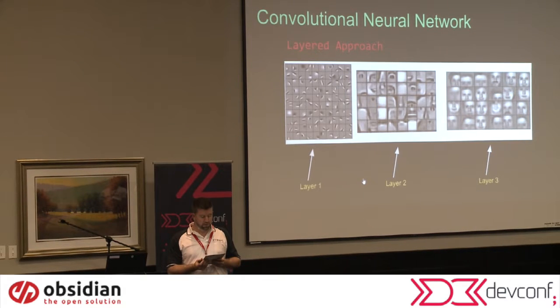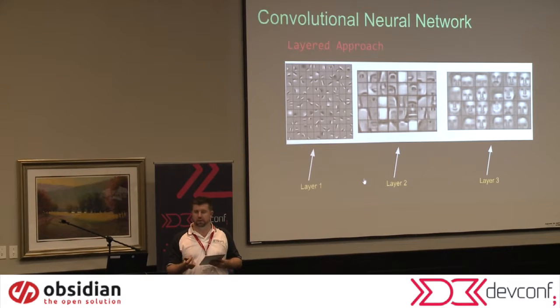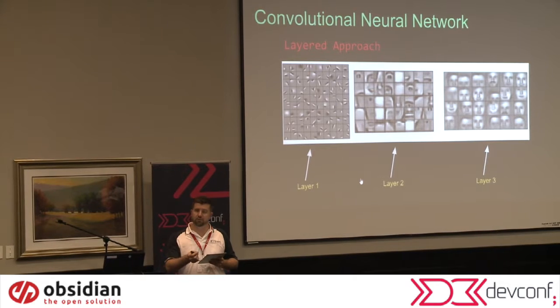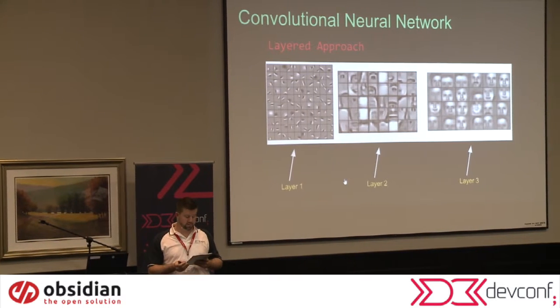If we take a convolutional neural network as a popular implementation of a deep neural network, and we look at the layered approach to get a better understanding of how deep learning neural networks work, the first layer of a convolutional neural network extracts low-level features, and each layer builds on the previous, extracting more high-level features than the previous.